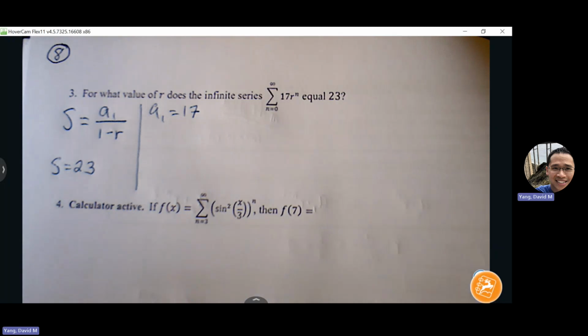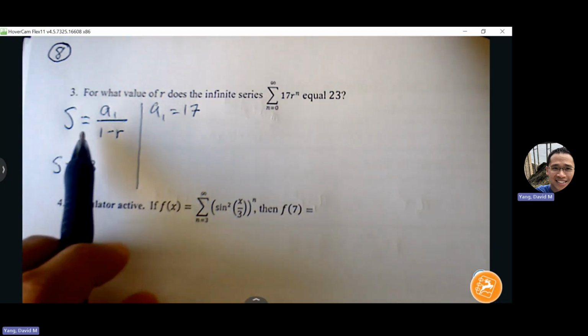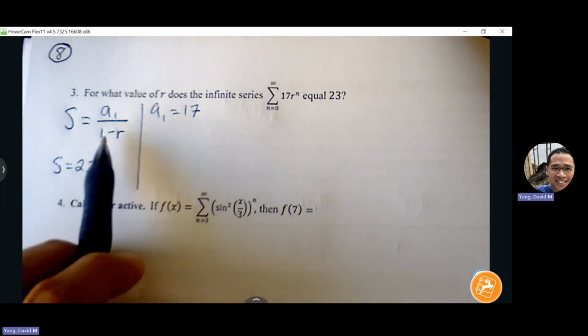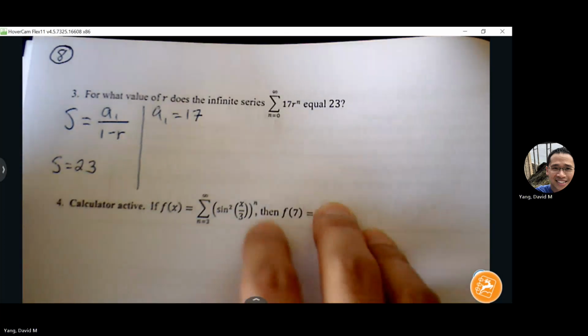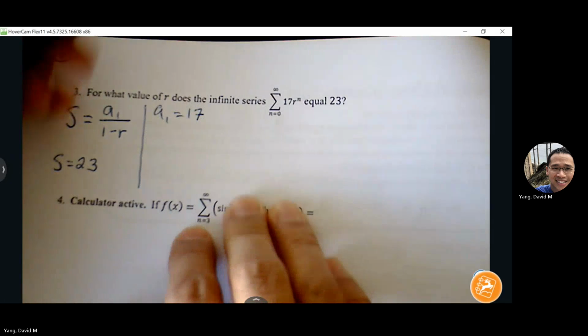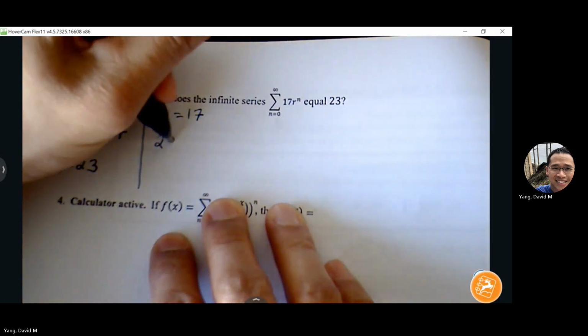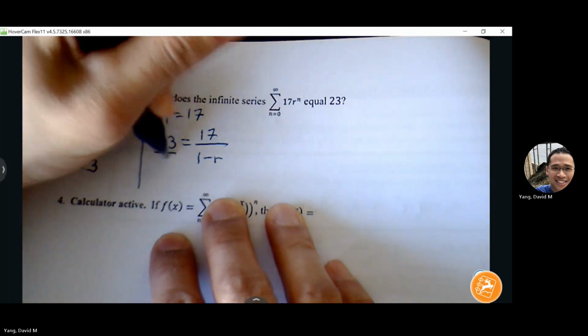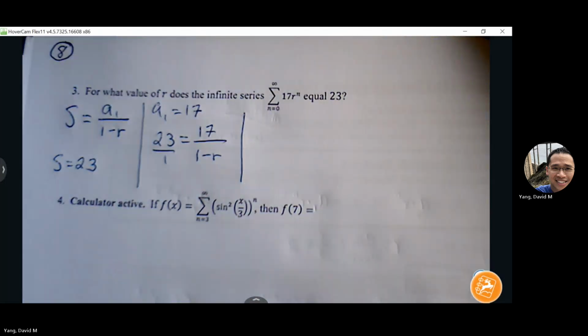Okay, so now it's just the equation that we can put in and solve, right? Replace s with 23, replace a sub 1 with 17, and algebraically, we're just going to solve for r. And cross multiply.